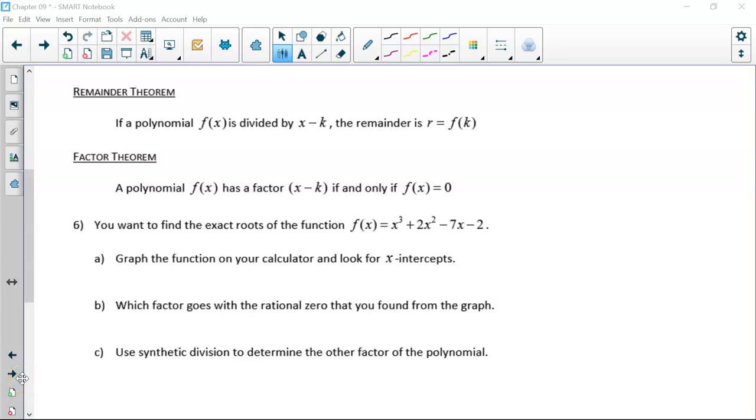Welcome back to section 9.3.1. We're going to be talking today about using synthetic division to help us solve polynomials.